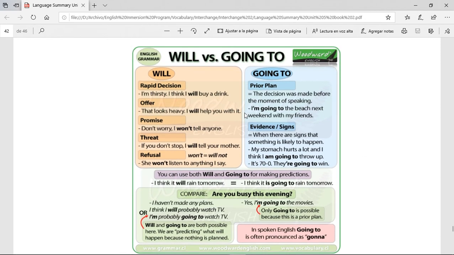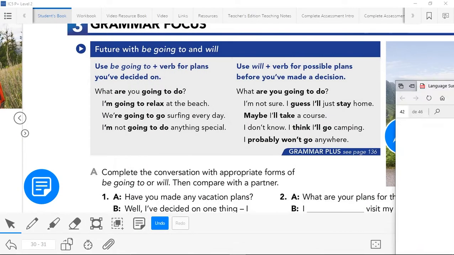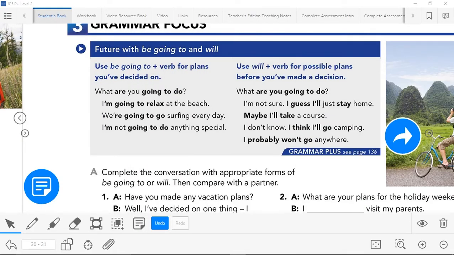It's used the difference that, as we said before, will is for a rapid decision, where you don't have much evidence, but with going to, you have evidence, okay? Very good. Now, let's check the one on the book. Now it's going to be way easier to understand, okay?